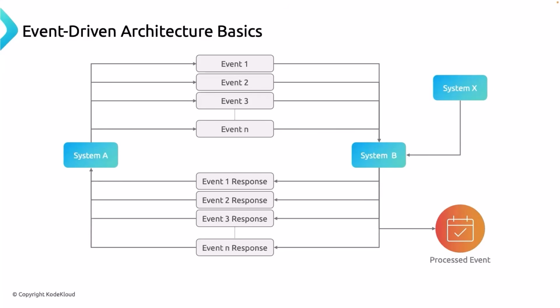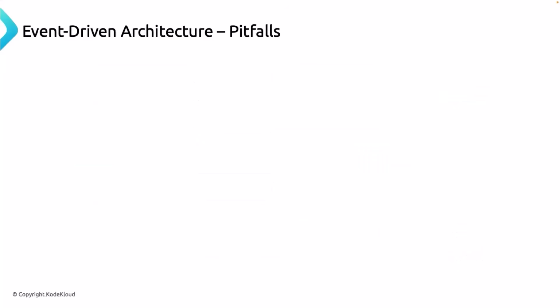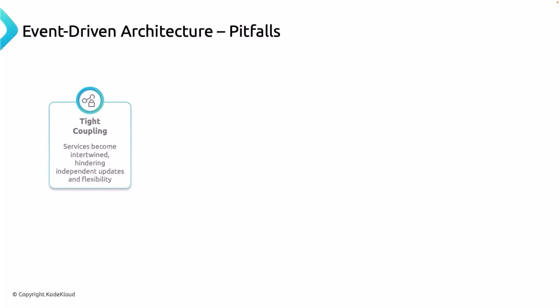Well, this is exactly where Apache Kafka comes into the picture. But before that, let us try to understand what the pitfalls are in an event-driven architecture. In an event-driven architecture, services can become so intertwined that they start hindering updates and flexibility. When services are too dependent on each other, making changes or scaling them becomes a nightmare.